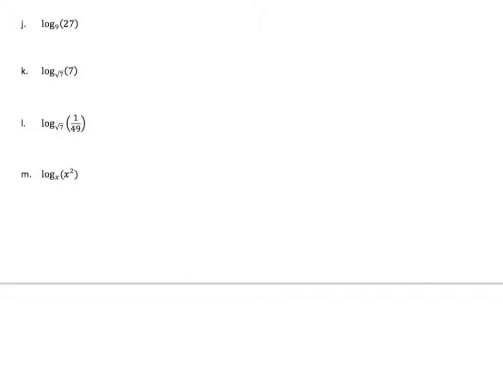A few more. Oh, we already did this one, and that one. Right? J? Oh, we didn't do K. We did one very similar to K. Hold on, erase that. So for K, that's going to be 2, because the square root of 7 squared equals 7.